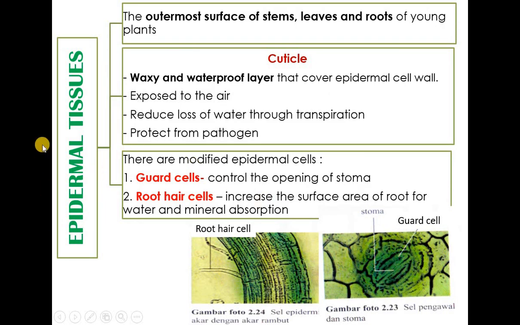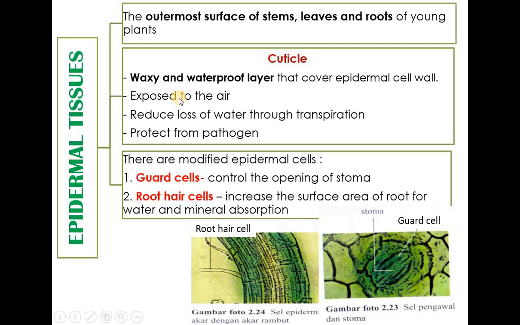Okay, epidermal tissues. Here, epidermal tissues refer to the outermost surface of stems, leaves, and roots of young plants. Epidermal tissue are covered by cuticle. What is cuticle? Cuticle refers to the waxy and waterproof layer that covers the epidermal cell wall. It is exposed to the air.